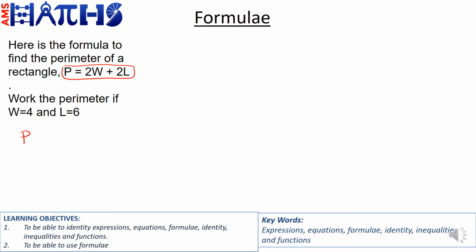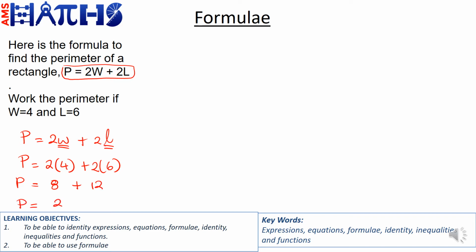So P is the perimeter, 2W plus 2L. If you notice, they've given us W and they've given us L to find out P. So we're gonna write back P, and then we're gonna substitute W, which is 4, and we're going to substitute L, which is 6, and then we can work out P. 2 bracket 4 means 2 times 4, so that's 8, and 2 bracket 6 means 2 times 6, so that's 12, and then we can add them together, so P is equal to 20.